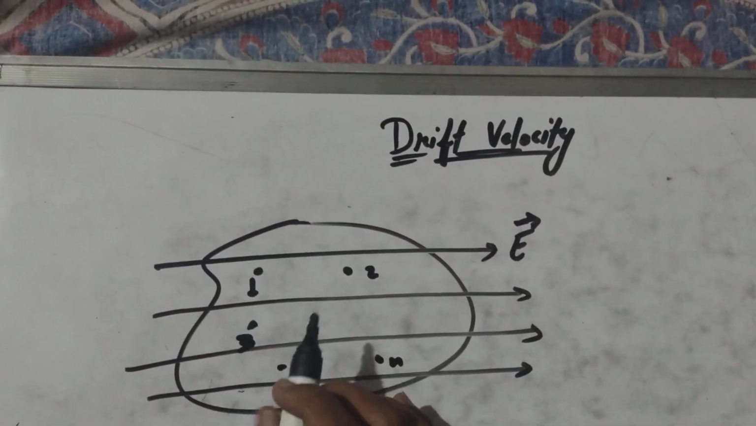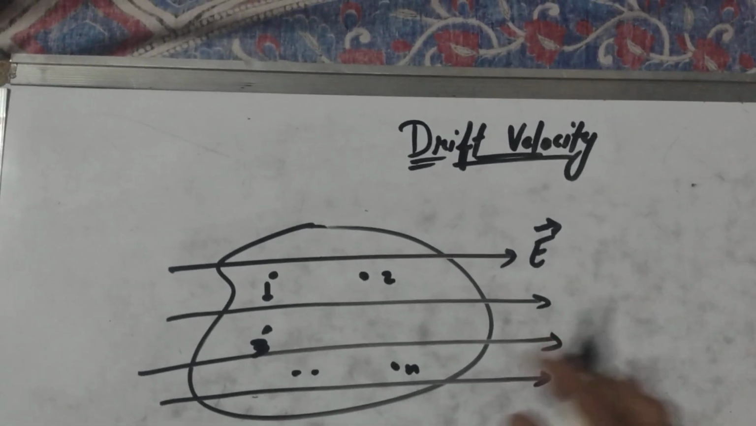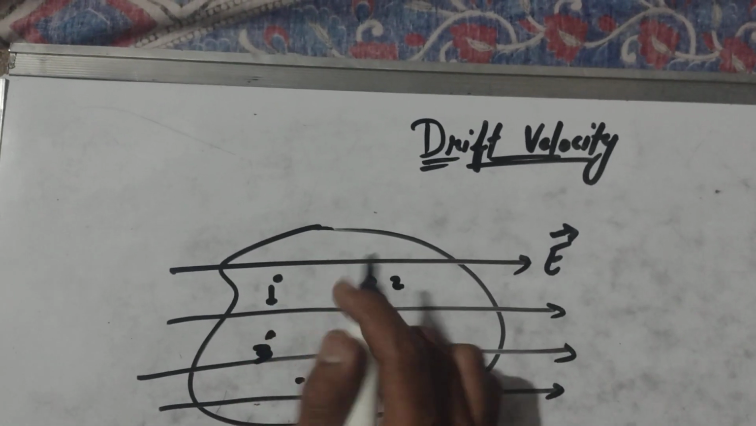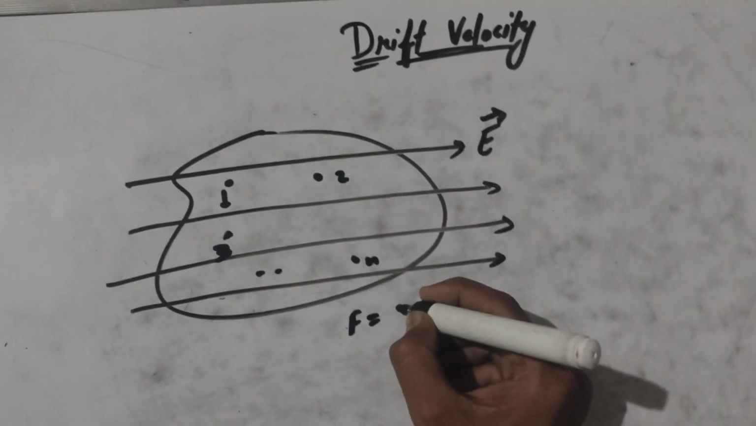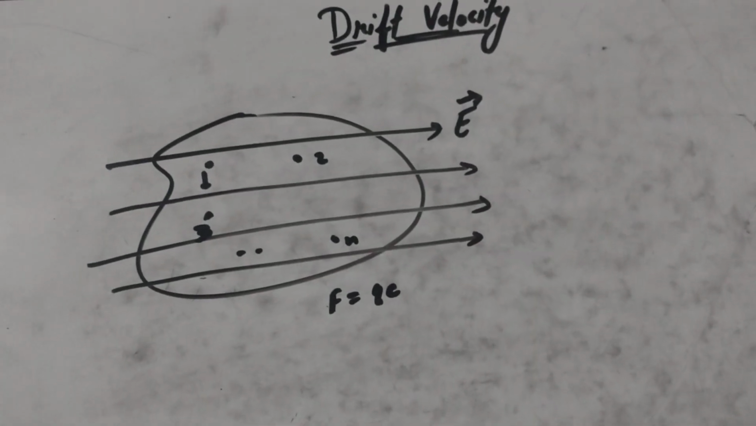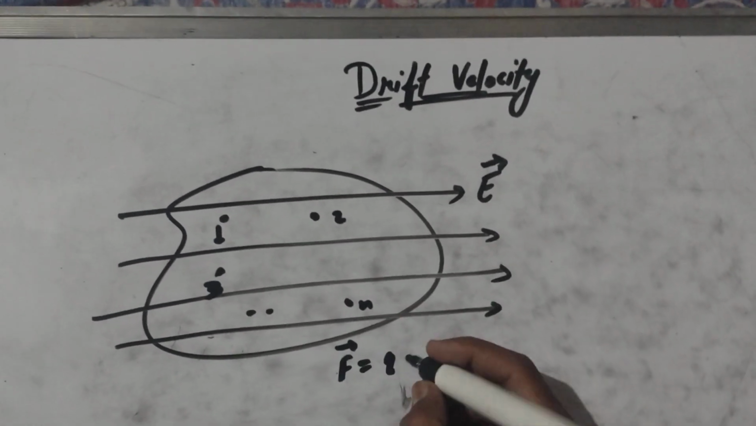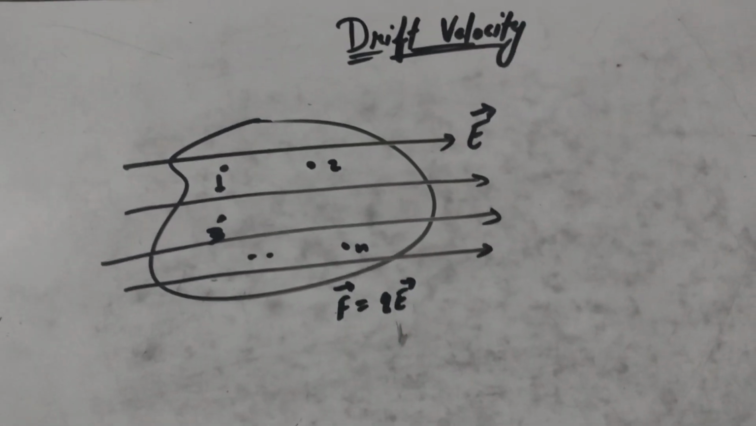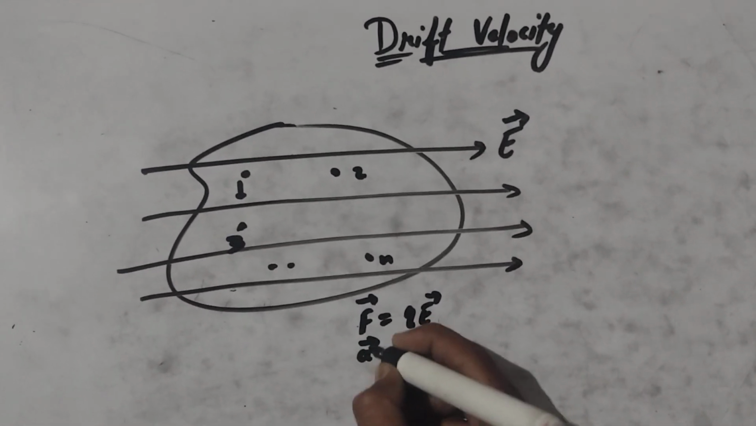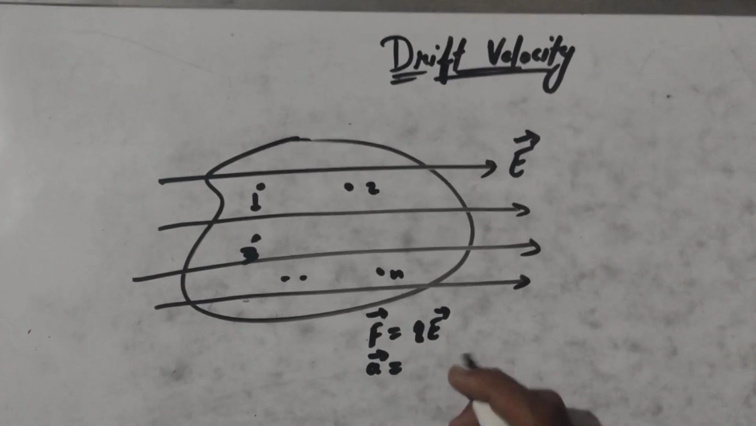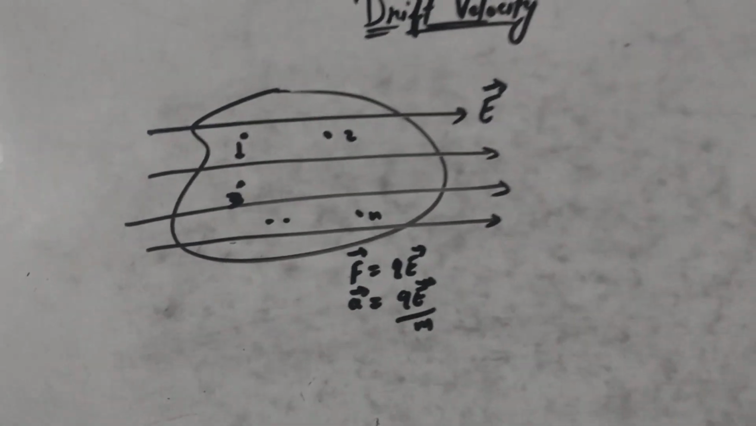This body was doing random motion, but as you apply an external electric field, a force will be applied on this body, and that force will be QE, Q into E. Since there will be a force, there will be an acceleration too, and that would be force divided by its mass.